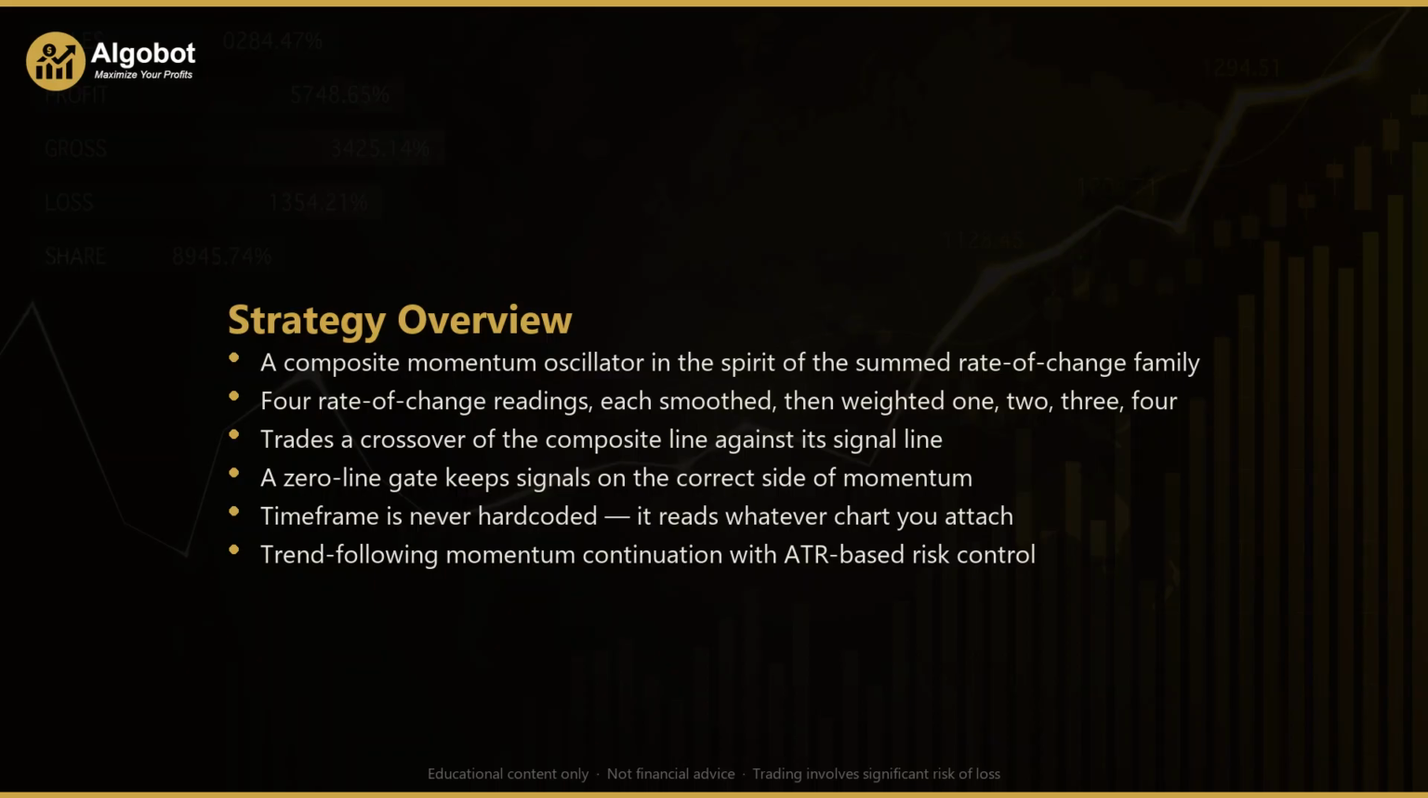Because it leans on the long horizons, it stays calmer during trends, but because it still contains the fast horizons, it can turn earlier when momentum shifts. The strategy then builds a signal line as a moving average of that composite and studies the crossover between the two with an extra zero-line filter that we'll cover in detail.